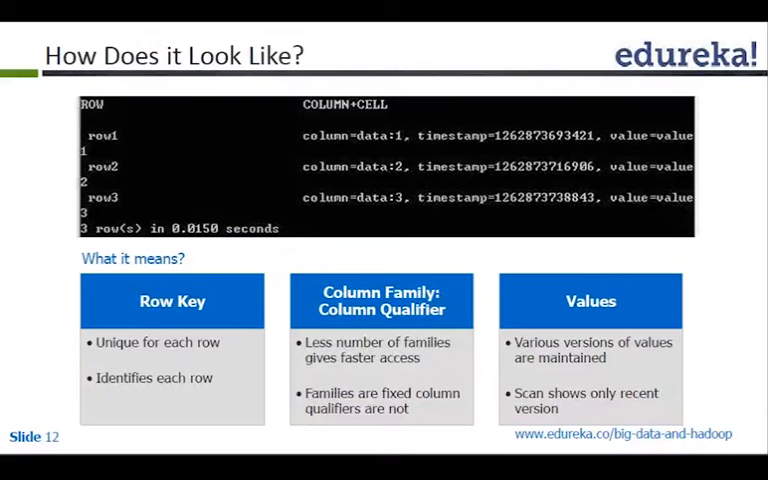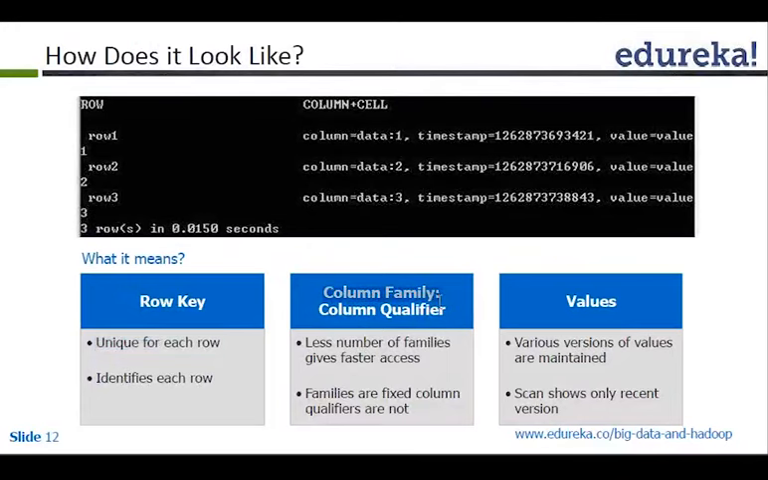Now, how does it look? You saw when I did a scan, it showed you the row, it showed you the column plus cell, and of course the value of it. So what is the row key? Row key is something that has to be unique. So it is very important that you identify the row key of what you are going to store, because the row key is the way you will be able to access that particular record.